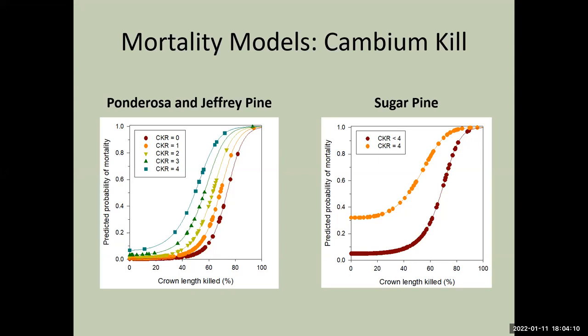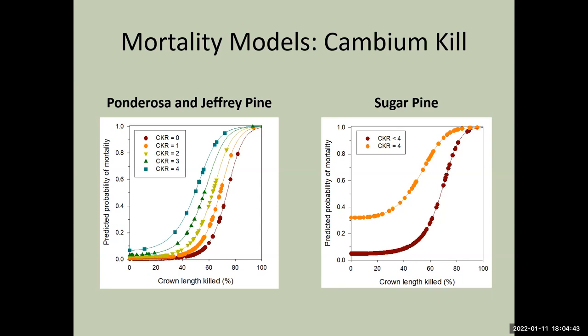levels of cambium kill. If you look at the red dots on this ponderosa pine Jeffrey graph, this is the tree that had no dead cambium samples. It takes greater than 60–70% crown length killed before that tree starts to have a greater than 50% chance of mortality. But a tree that had 4 dead cambium samples, for it to have a greater than 50% chance of mortality, it only needs about 50% crown length killed.